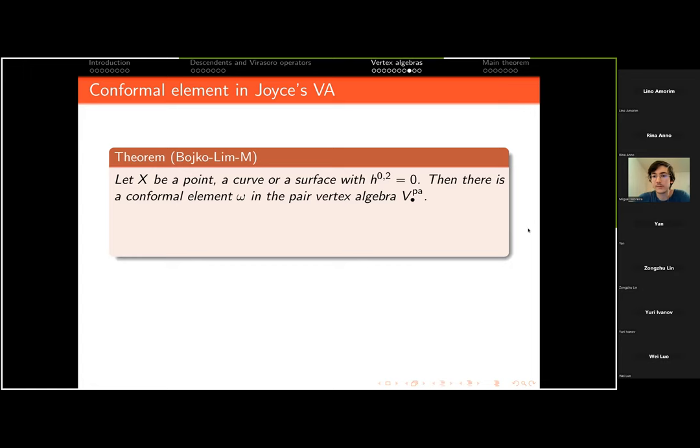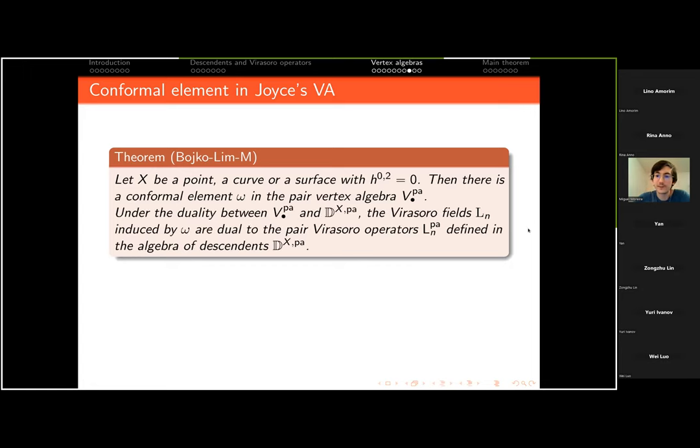Moreover, this conformal element gives exactly the Virasoro operators in the following sense. I explained that the vertex algebra was basically the homology of the stack, and the descendant algebra is basically the cohomology of the stack. And so they are dual. The Virasoro operators defined on the vertex algebra are dual to the pair Virasoro operators defined on this algebra, the descendant algebra for pairs.